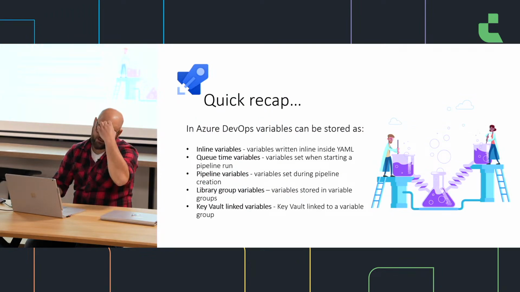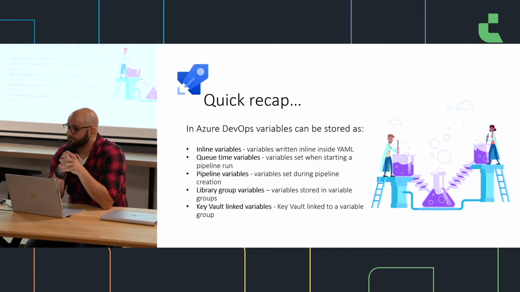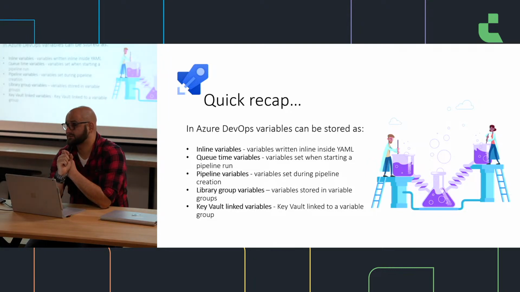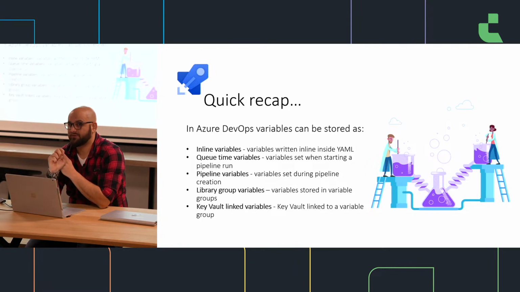So a quick recap before we start. Those who use Azure DevOps know that we have about 5 places where we can store variables. We have the inline variables. Those are stored directly in the YAML files. Not much to break there. You get the YAML file, you get the value, whether it's a secret or not. Queue-time variables, you set those during configuration. Again, nothing there. You set it yourself when you queue the pipeline.